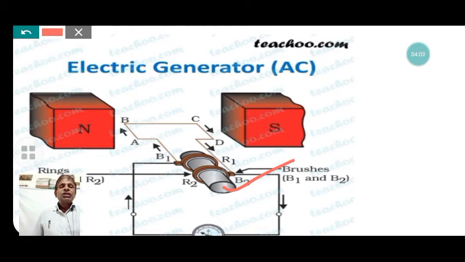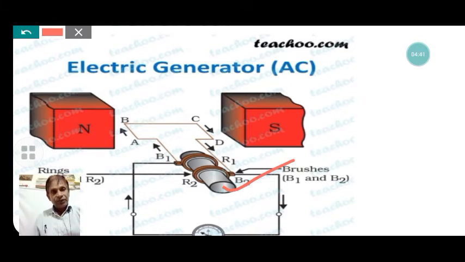The outer side of the conducting rings is in contact with the brushes B1 and B2, which conduct the electric current produced in the coil. B1 and B2 are made of carbon, are flexible, and make constant contact with the slip rings. The moving part of the generator is the coil along with the axle, but B1 and B2 are brushes which are stationary and connected to the galvanometer or load that shows the current induced in the coil.